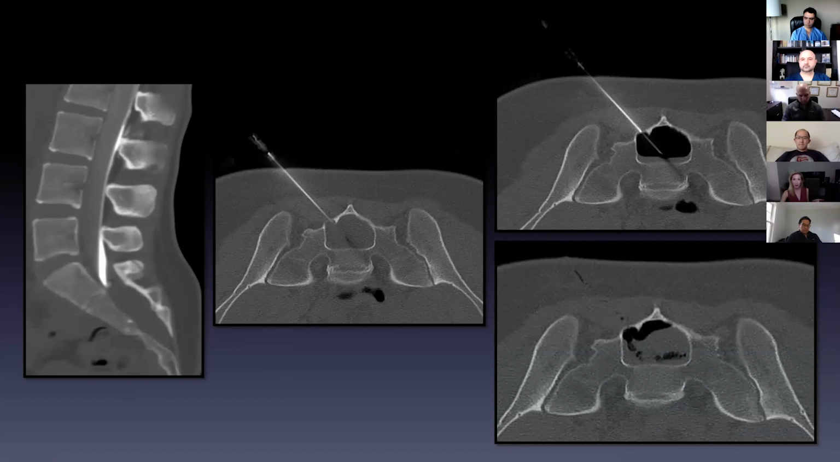Try it maybe before surgery as an option. It's minimally invasive. These people go home the same day, an hour later. So something to try, give it a shot before considering a full surgical procedure.